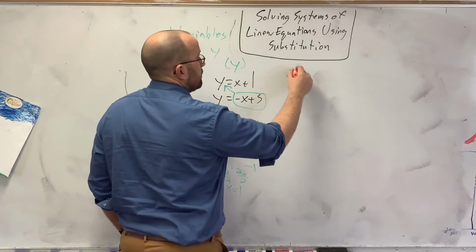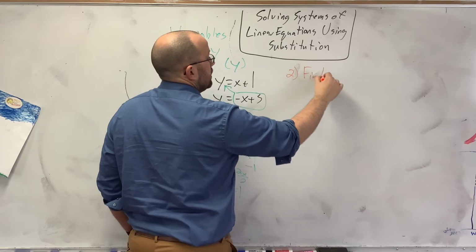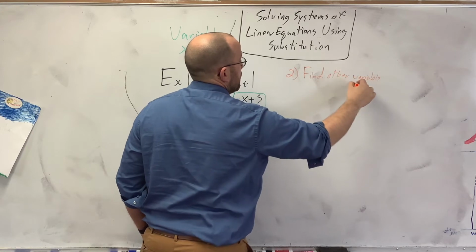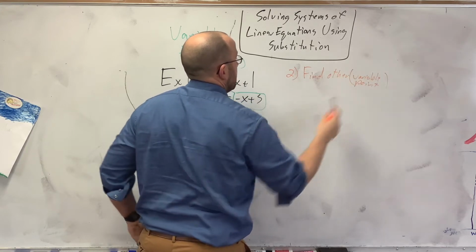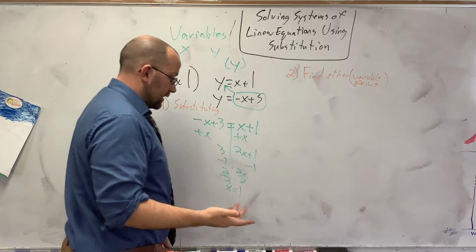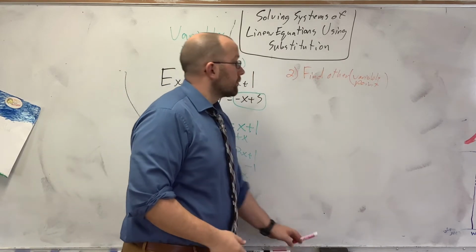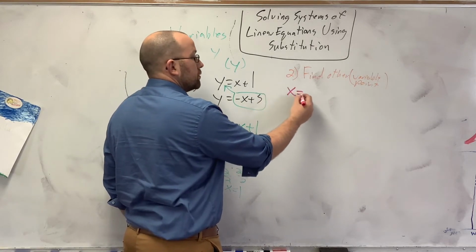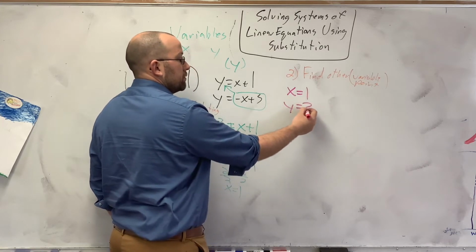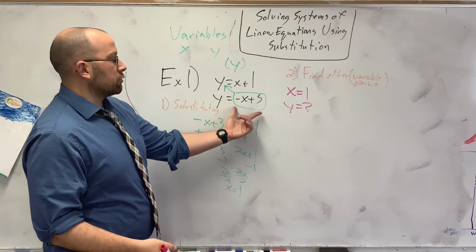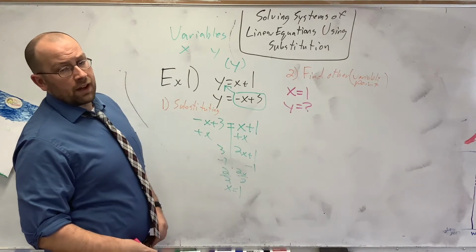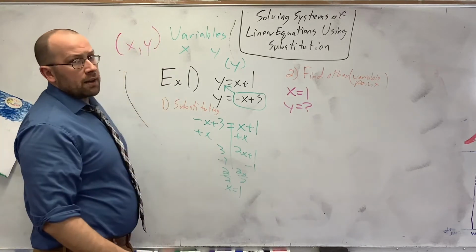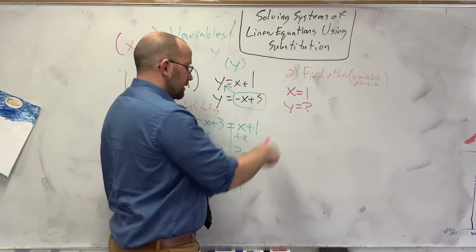My second step is to find the other variable, or other part of the point, whatever you want to call it. In this case, I'm finding the y. So I know my x is equal to 1, but I need to know what my y is equal to now, because my y can't be equal to a binomial when I get my final point. Remember, when we solve a system, you need an ordered point that has an x and a y. So I have the x, now I need the y.